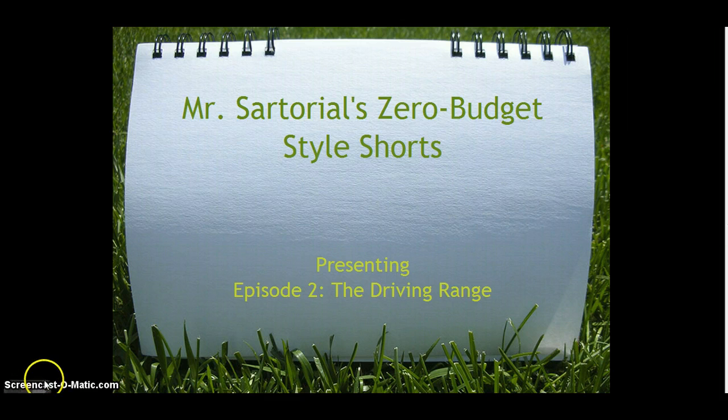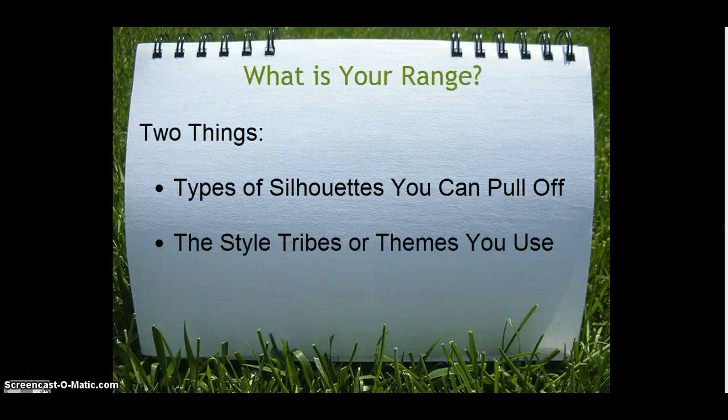So let's get started. This is episode number 2, the driving range. This is a more advanced concept. It involves what I like to call a range. And essentially a range is two things. It's the types of silhouettes that you can pull off. So you might find yourself being a jeans and t-shirt type of guy every single day, which means you don't really have a broad range. Or maybe you find that sometimes you mix up chinos and v-necks and sweater vests and all sorts of different things. And that's a little bit more of a broader range.